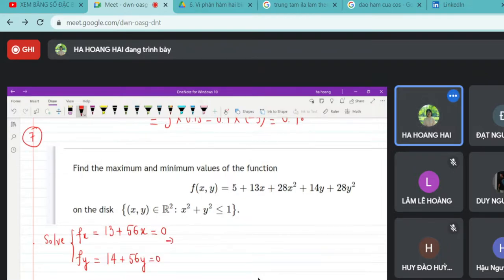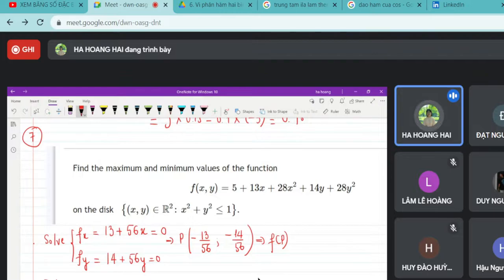Then we get the first critical point. So does this point belong to the inside of the disk? Is this point inside the disk? Yes, right? Okay, so you have to compute the value of f at this point to compare. And next we find critical points on the boundary.